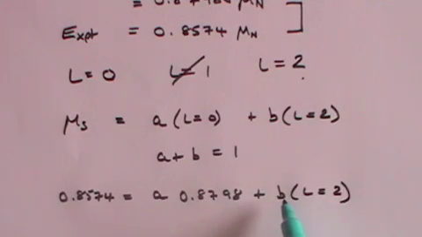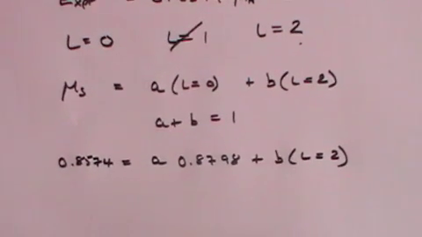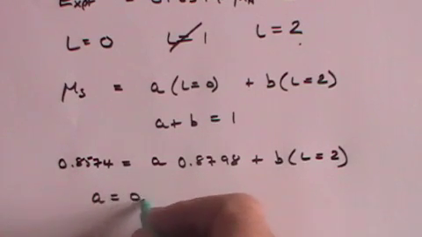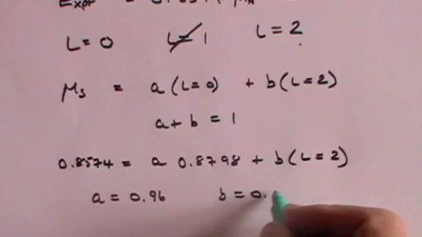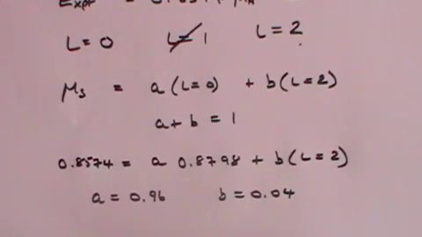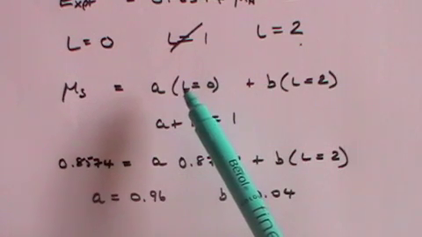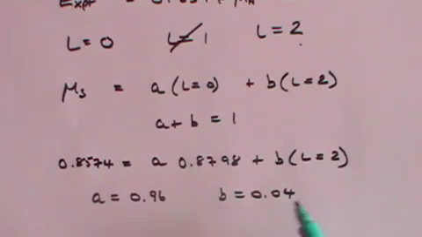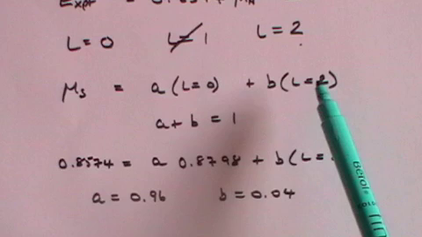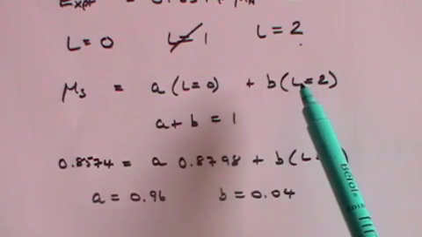I mean, for B you can simply substitute B equals 1 minus A. And you can solve then for A and B. And what you will find is that A comes out to be 0.96 and B comes out to be 0.04. From which we conclude that 96% of the potential is genuinely an L equals 0, a spherical potential. That's why the spherical potential is giving us good results, because at 96% it is. But there is a 4% contribution of an L equals 2 orbital angular momentum term.